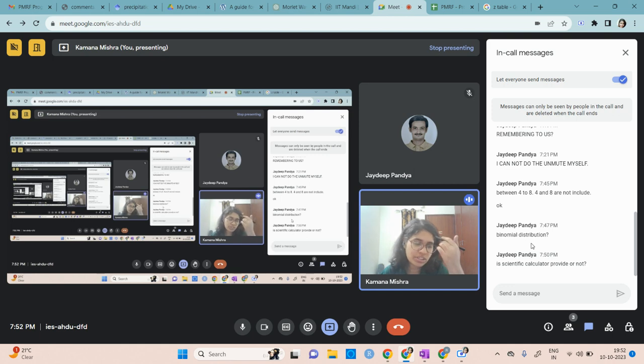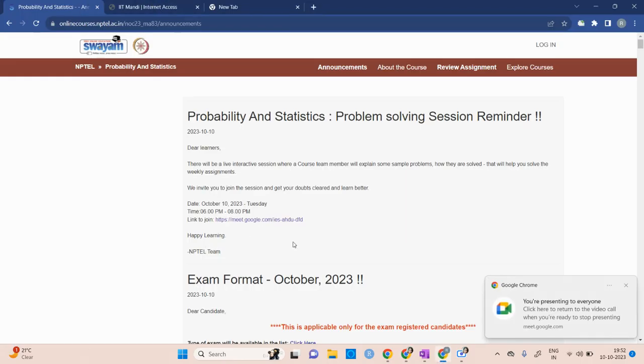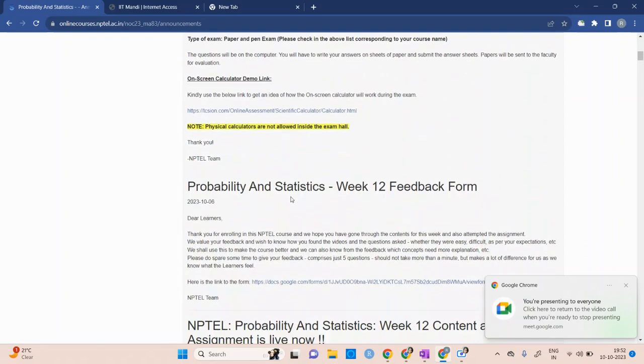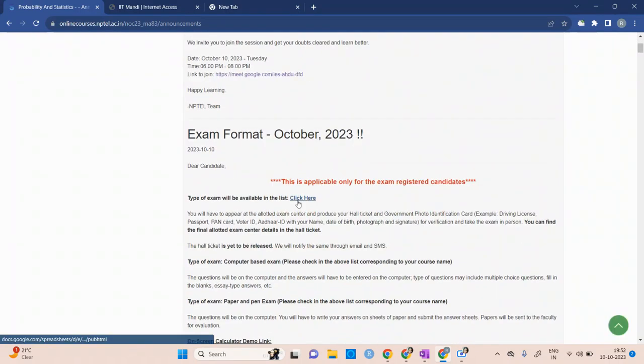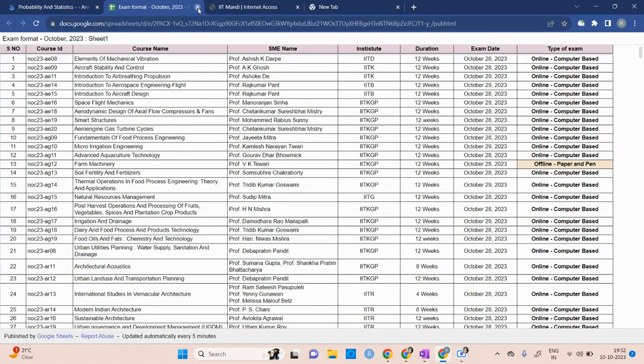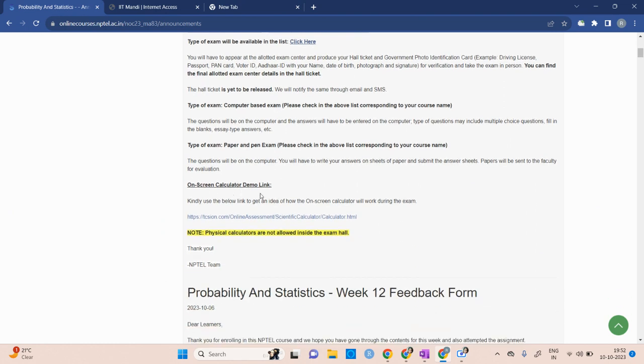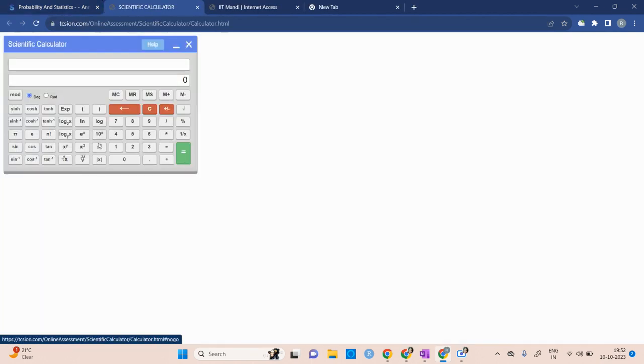If you go through the exam details, that is already given, I think. Here you can go through your exam details and then the exam format. Exam format is here, and this is the on-screen calculator demo. This kind of calculator you will be given, so you can do the calculation here. Okay.